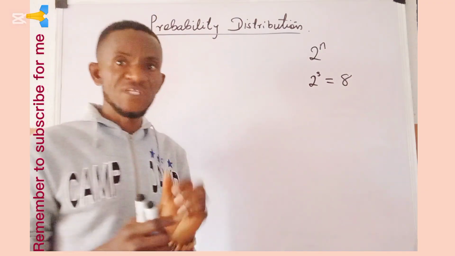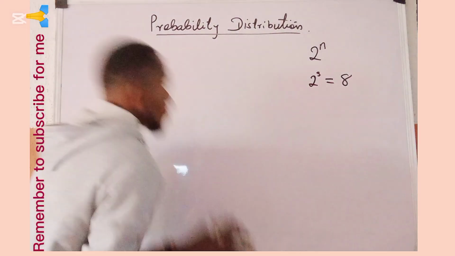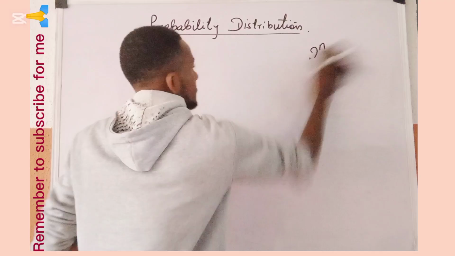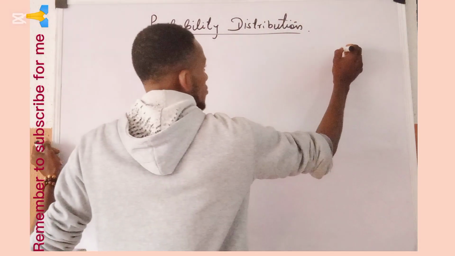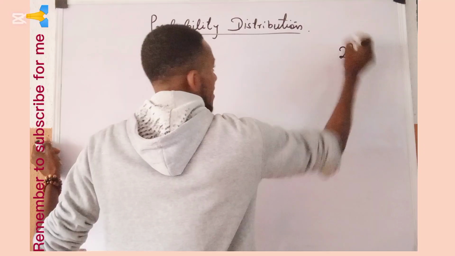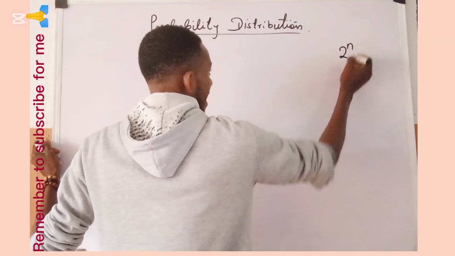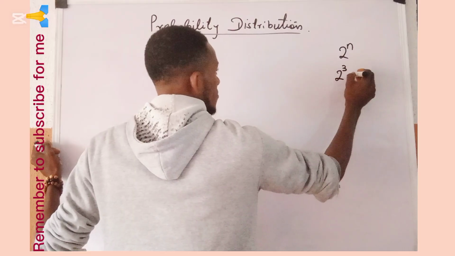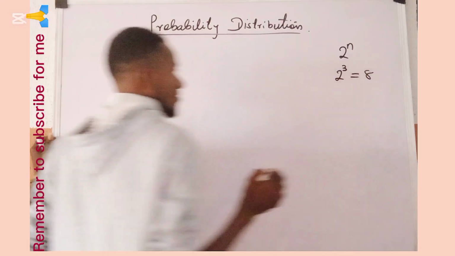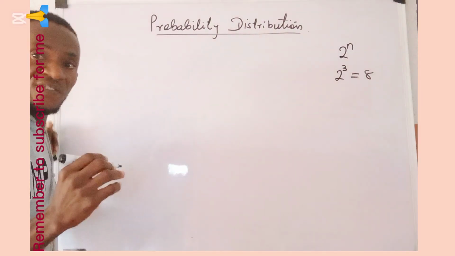How are we going to do this? We come back here. We are looking at 3 coins. We said that the formula we are going to use is 2 raised to power n, where n stands for the number of coins, and we are looking at 3 coins. So we have 2 raised to power 3, which gives us 8. So we want to go and determine the sample space.